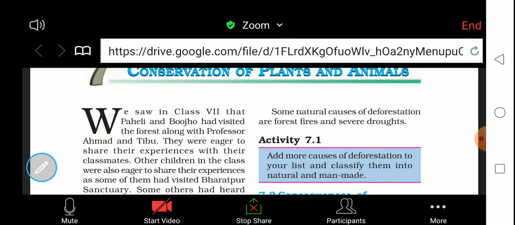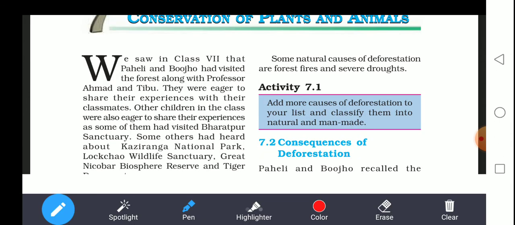Got it now? Some natural causes of deforestation are forest fires. That is a natural cause. Sometimes people light fires in the forest, but during the rainy season, when there is a lightning strike, there are chances of producing fire.